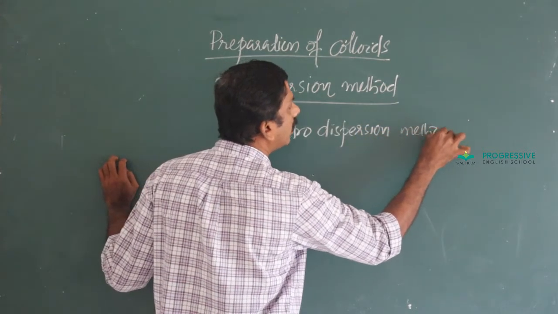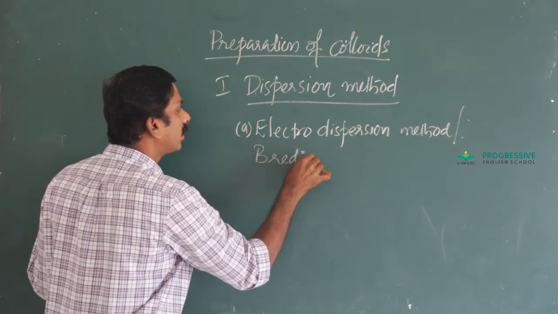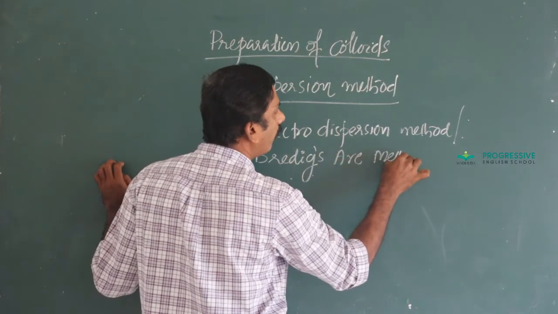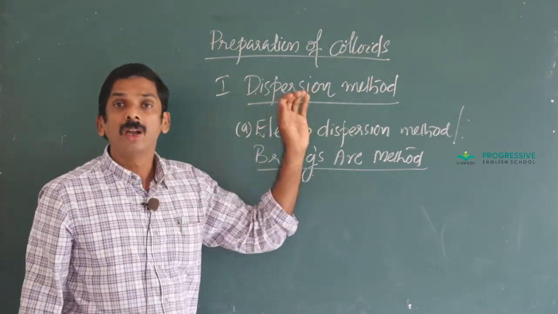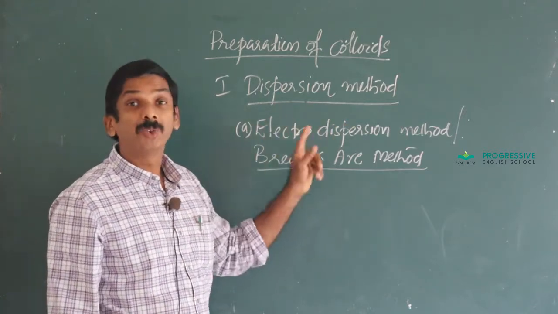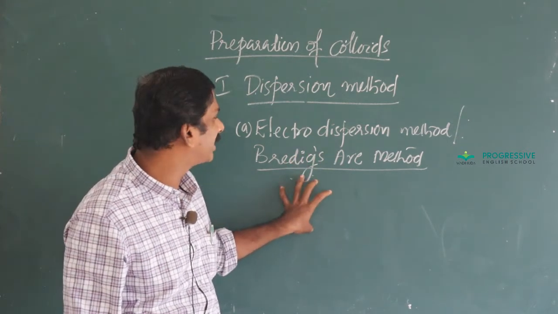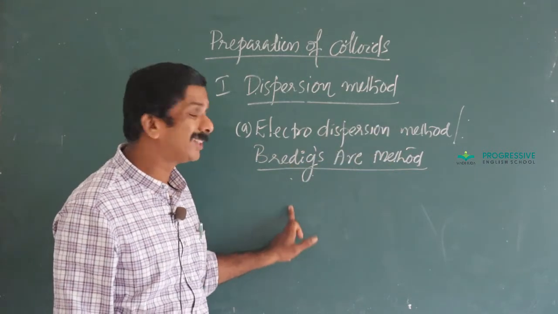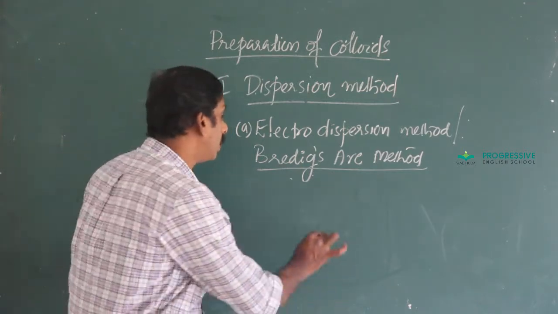The electrodispersion method, or it is called Bredig's arc method. In the electrodispersion method, huge blocks are converted to colloidal particles by using an electric arc. That is called the electrodispersion method or Bredig's arc method. I will represent this method in a pictorial way, and after that I will explain.